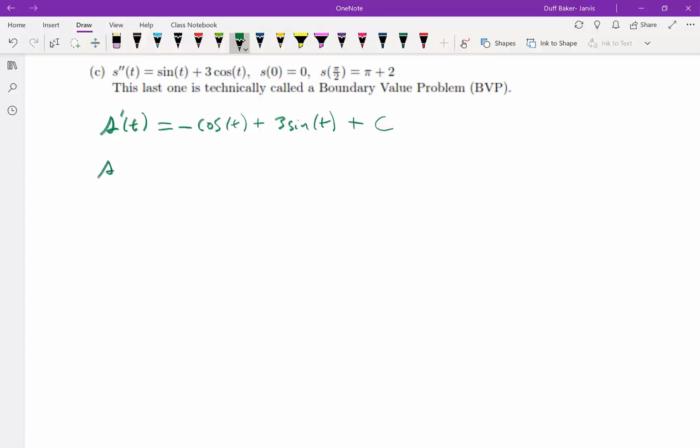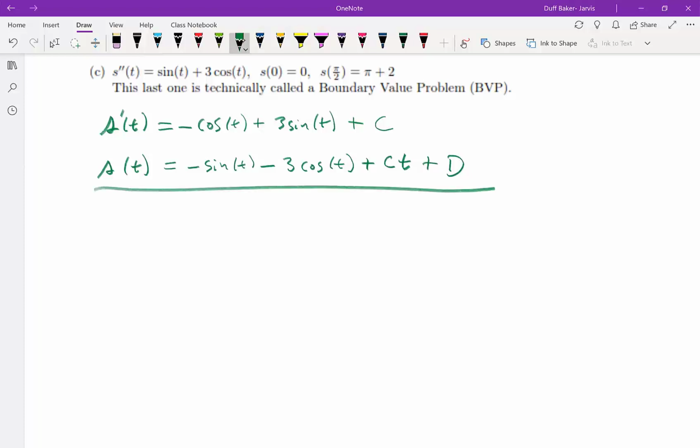So we take the antiderivative again immediately. The antiderivative of cosine is just sine. And then you get a minus 3 cosine. The antiderivative of a constant is just that constant times the variable. And then you get another constant, which I'll call d. Okay, so now this is all possible functions s. And now we try to figure out what these constants c and d are.